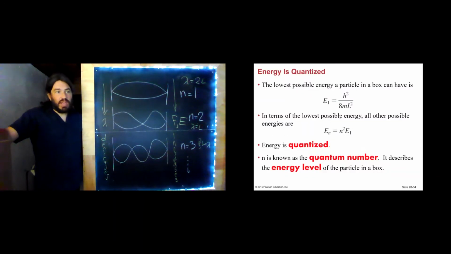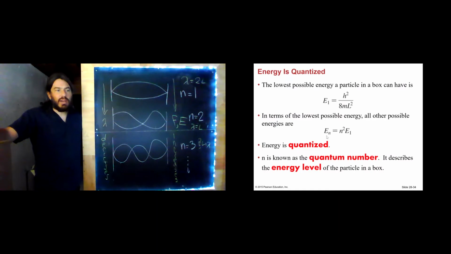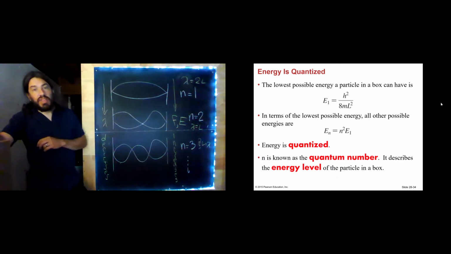Now, that's pretty cool. If we plugged in E1, we would get this. And notice that this n squared is next to this business here. So we can simplify this to write that the energy of the nth energy level is n squared times the energy of the first energy level. This particle cannot possess an amount of energy that is in between the E1 and the E2 state. It just cannot do it. n is known as the quantum number, and it describes the energy level of the particle in the box. So this is the basics of quantum mechanics, as developed by Erwin Schrödinger.